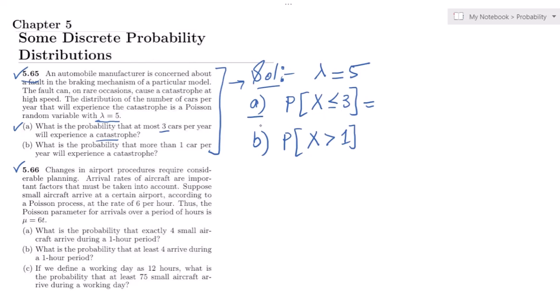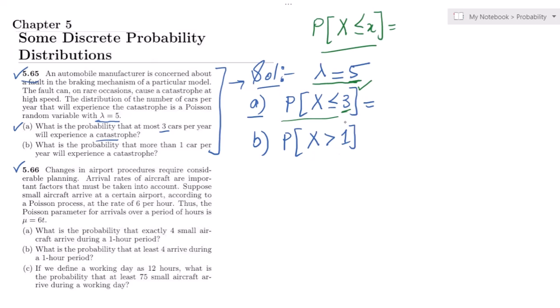First let me solve the probability that x is less than or equal to 3. The formula in the table is the probability that x is less than or equal to small x, with some value of lambda. On the basis of that lambda value and that x value, we can very easily find the probability. Here we know the value of small x, and we know the value of lambda, which is 5.